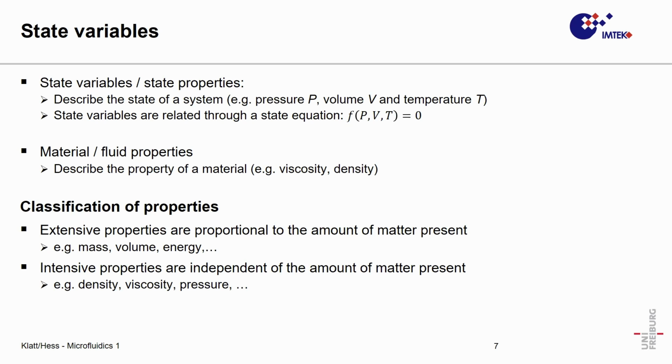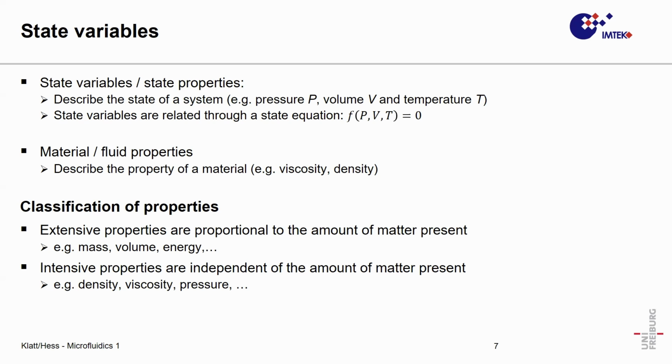And in contrast to those state properties, which define your system, you also have material or fluid properties. Usually those are called material properties, but we also call them fluid properties because we are dealing with fluids. And these properties describe the property of a material, just as the name suggests. An example would be the viscosity of a liquid or the density.